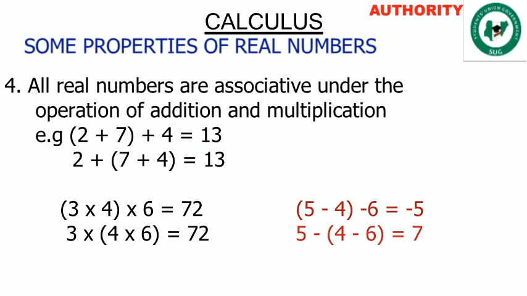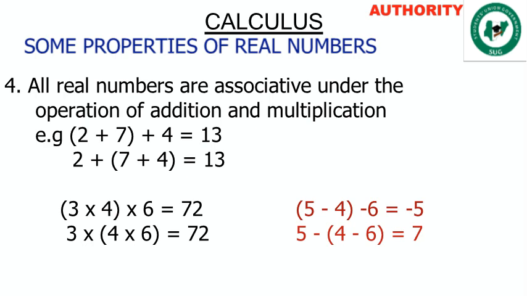Okay, it will give you 12. Sorry, it will give you 13. That is 2 plus 7 is 9. Okay, then 9 plus 4, it will give you 13. Is that true? Yes.